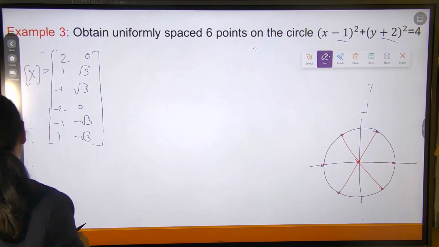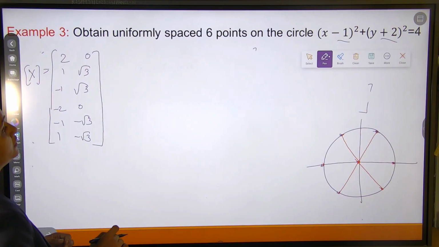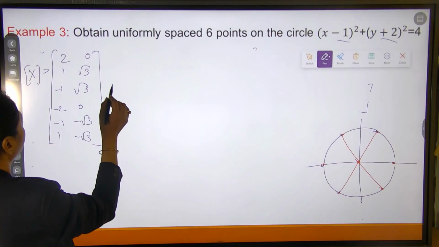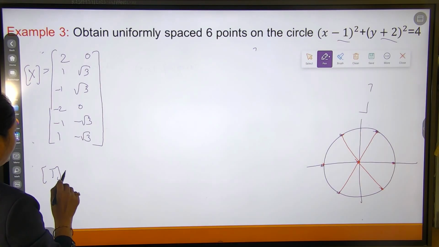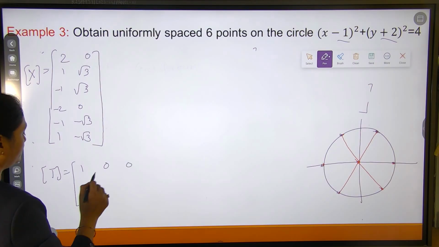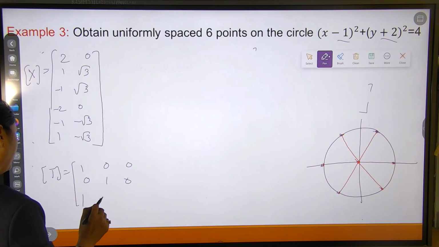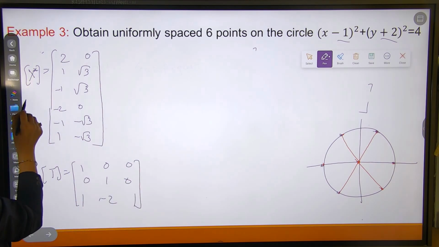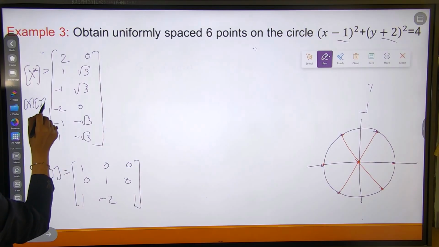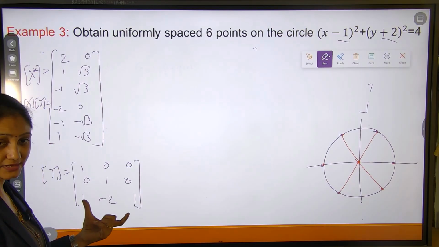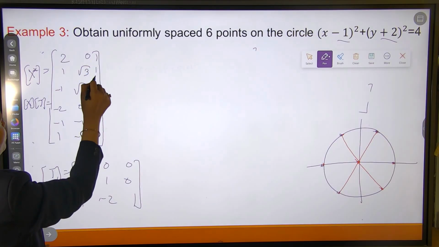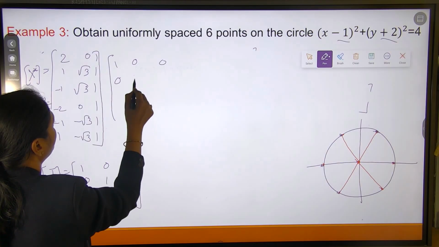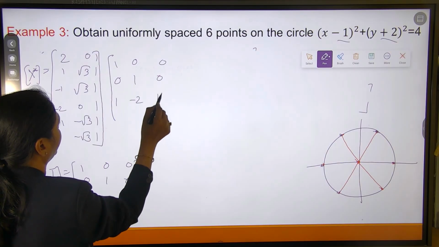Now to find the points on the circle whose center is 1, minus 2, we use the translation matrix T as 1 0 0, 0 1 0, 1 minus 2 1. Therefore, we get x star is equal to x into t. So this is x. Now as the matrix is 3 by 3, we have to add the homogeneous coordinates here. So 1 0 0, 0 1 0, and 1 minus 2 1.